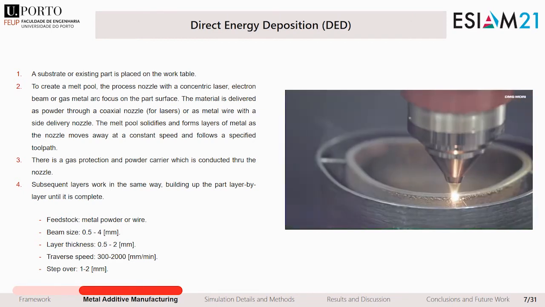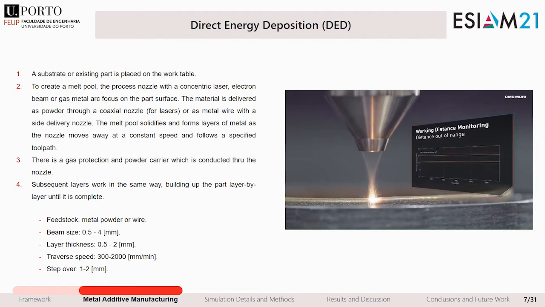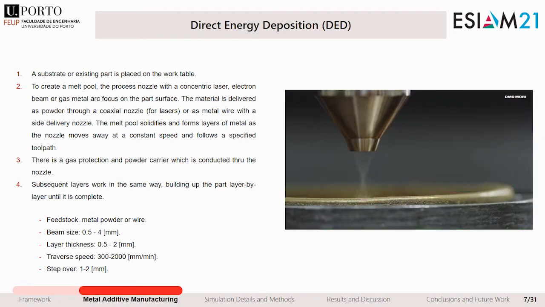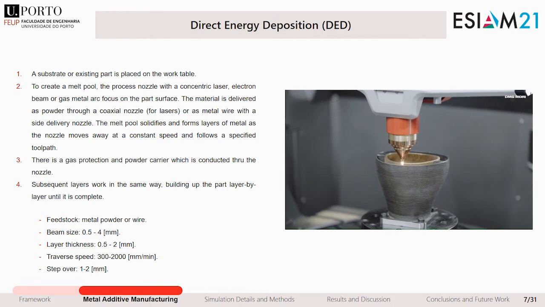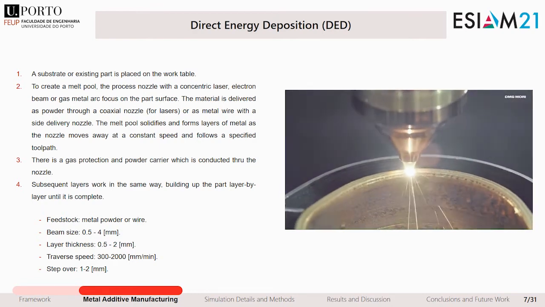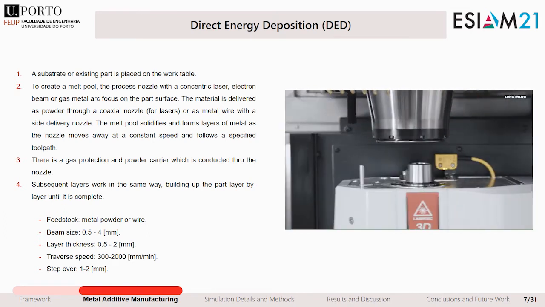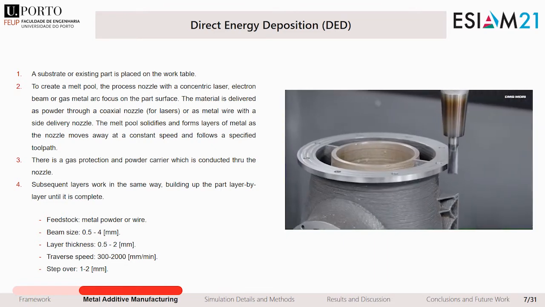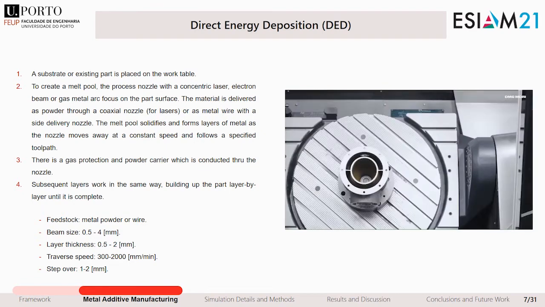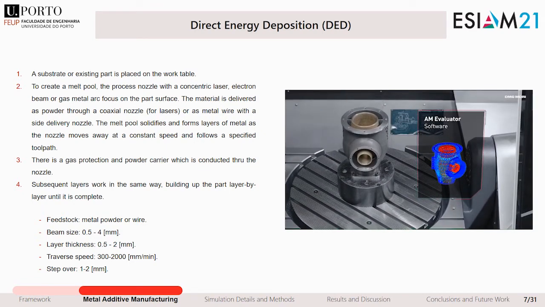The melt pool solidifies and forms layers of metal as the nozzle moves away at a constant speed and follows a specified toolpath. There is a gas protection and powder carrier which is conducted through the nozzle. Subsequent layers work in the same way, building up the part layer by layer until it is complete. The feedstock could be therefore metal powder or wire. The beam size usually is in the range of 0.5 to 4 millimeters. The layer thicknesses could be in the range of 0.5 to 2 millimeters. Transverse speed could be between 300 and 2000 millimeters per minute, and a step over between 1 and 2 millimeters is common.